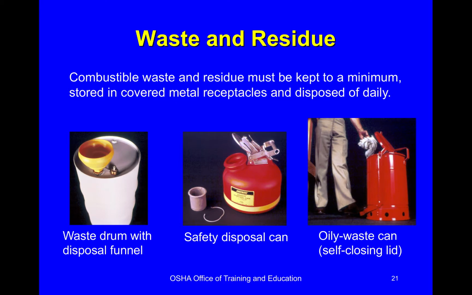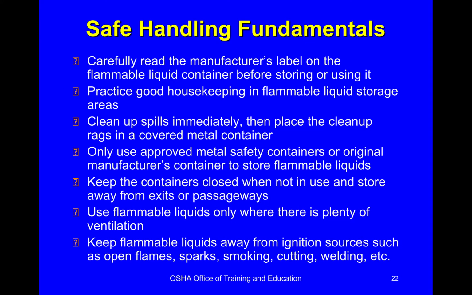When you have waste and residue of flammable and combustible liquids, you have to treat them separately. Combustible waste and residue must be kept to a minimum. It has to be stored in a covered metal receptacle and disposed of daily. So here are 3 examples. You have a waste drum with a disposal funnel. You have a safety disposal can, notice the spring closing cover. Or you have an oil waste can with a self-closing lid.